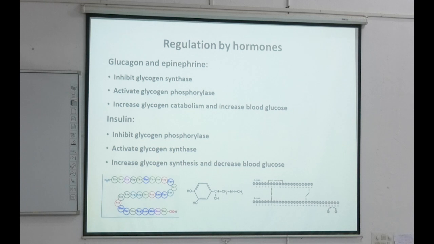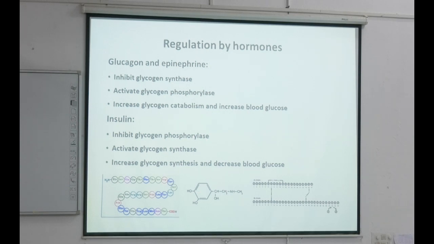Regulation by hormones, at least you should remember these points. Glucagon and epinephrine inhibit glycogen synthesis. Glucagon and epinephrine are hyperglycemic hormones. There is only one hypoglycemic hormone in our body, that is insulin. All the rest are hyperglycemic. So glucagon and epinephrine both inhibit glycogen synthesis, activate glycogen breakdown, increase glycogen catabolism, and increase blood glucose level in the fasting or starvation state.